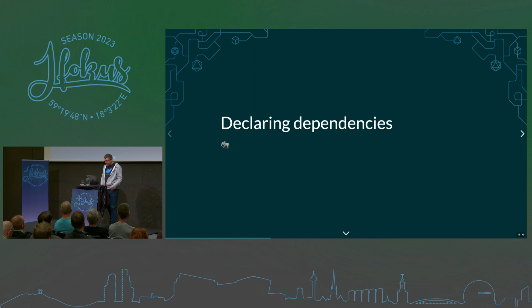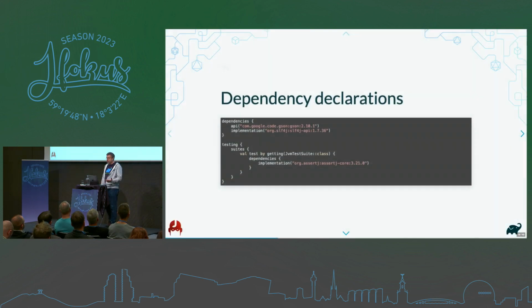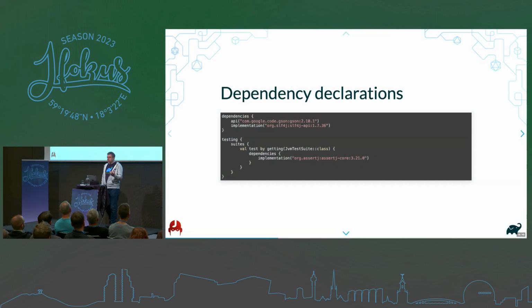So, declaring dependencies. Sounds pretty easy, right? In Gradle, if you're unfamiliar with it, we actually ask you to make a number of choices from the get-go. If you look at the top, these are your production dependencies. One of them is in the API configuration, another one is in the implementation configuration. The reason we ask you to make that kind of choice is because it means something different whether we're compiling or running your code, and whether you're actually creating a library that's going to be used by someone else.